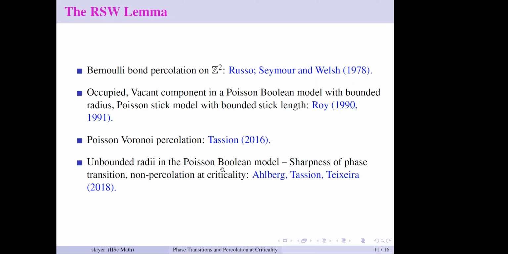Later this was also proved for this Poisson Boolean model under some moment condition, with unbounded radii. Here they require a much more general version of the RSW lemma. And that was used to prove non-percolation at criticality, along with sharpness of the phase transition.